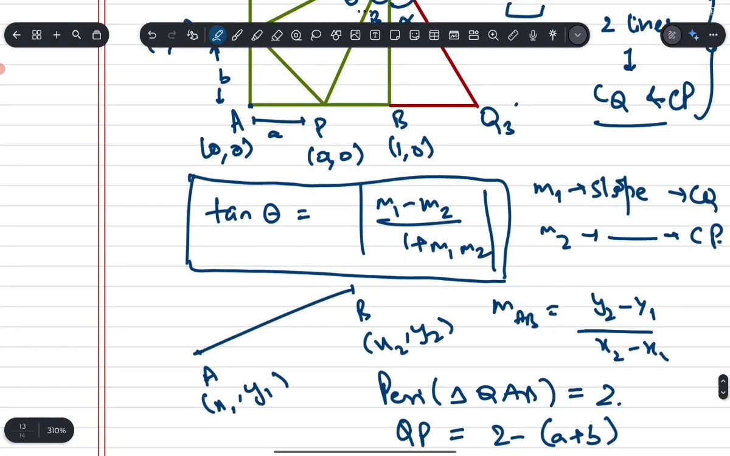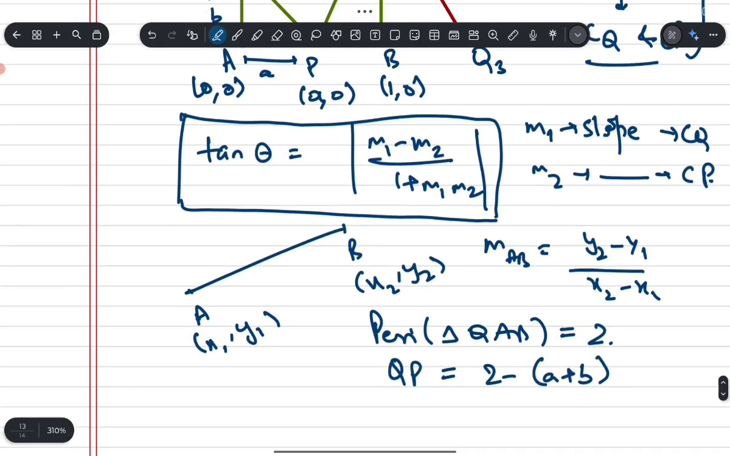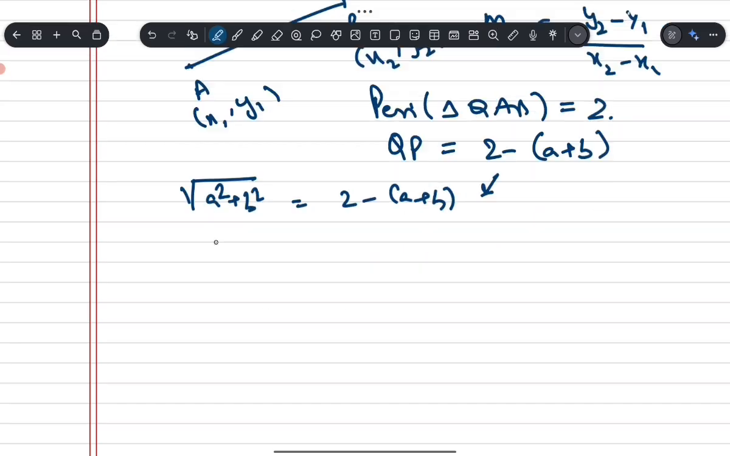We can also find the length of QP if you observe this triangle. This is a right angle triangle, so using the Pythagoras theorem, I'll be doing exactly that. So I'll be writing 2 minus (A plus B) is also equal to what? Under root A square plus B square. Now I'll square both sides. I'll have 2 square plus (A plus B) the whole square minus 2 into 2 into (A plus B).